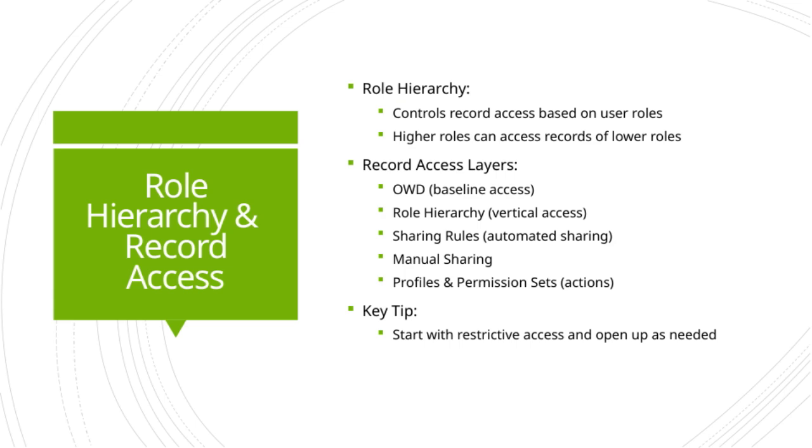A key tip I want to emphasize is to start with restrictive access. Think of it as setting a tight security net. Then, open it up gradually as your business needs evolve. This approach helps maintain control while providing necessary access. Finally, connecting this all back to the overall theme, understanding how role hierarchy and record access work together enables us to design effective security models. It ensures the right people have the right access without overexposing sensitive data.